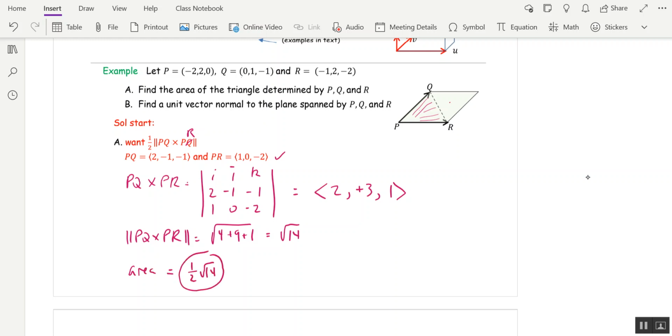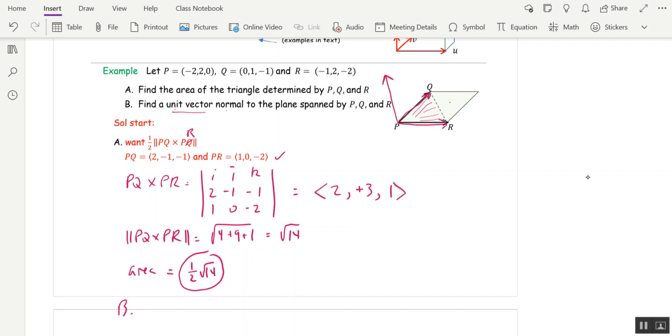Okay, part B, I want a unit vector. That means length 1. Normal, orthogonal to the plane spanned by PQ and PR. So here's PQ, here's PR. They live in this plane, okay? I want a vector orthogonal to that.